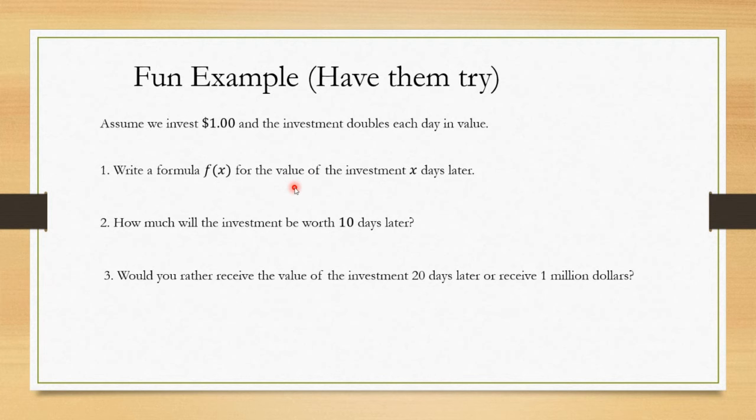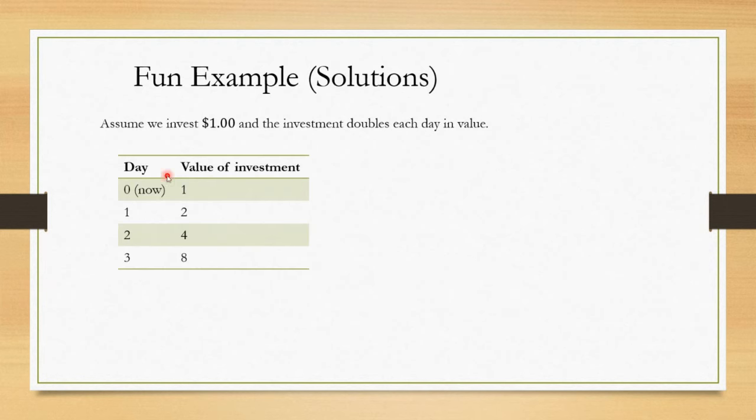Since it's doubling in value, what that really means is it's going to be exponential. For instance, at time now, which is day 0, we deposit and we still have just $1. A day goes by, and the investment is now worth $2.